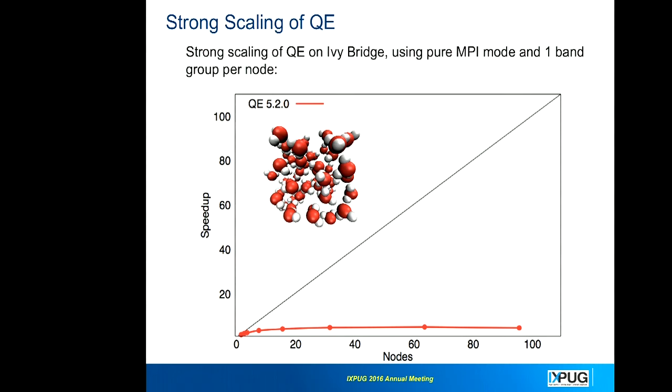Now, that having been said, even if you use band parallelization, you still don't get very good strong scaling in Quantum Espresso. So this is just the strong scaling of performing a calculation on the 64 water system. And you basically flatline at something like 4 or maybe 8 nodes.